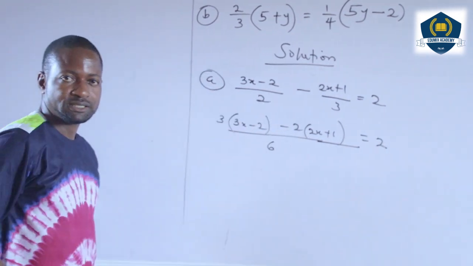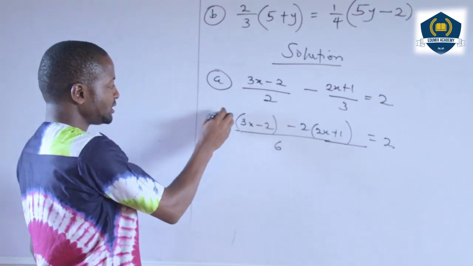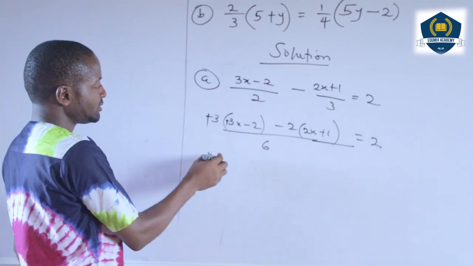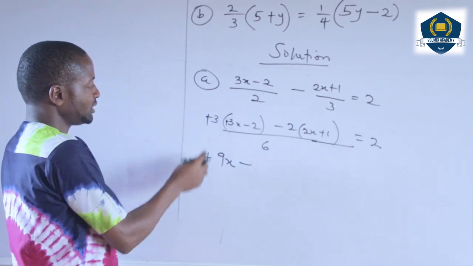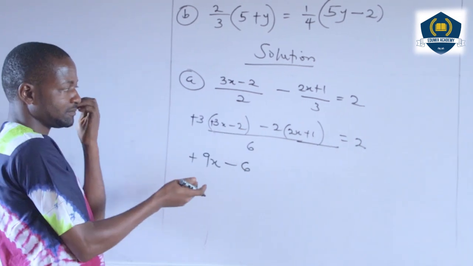Then expand the numerator on the left hand side. So 3, this plus here, this plus. Plus times plus is plus. 3 times 3x, that is 9x. Plus times minus is minus. 3 times 2, 6. Alright? We are done with this bracket.